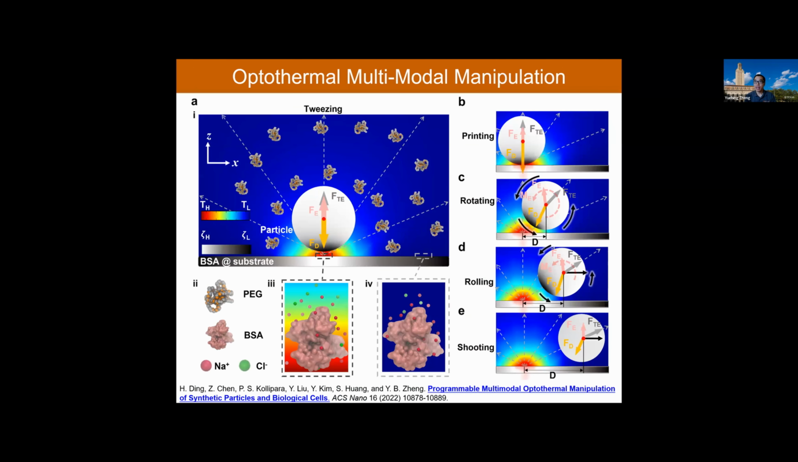And furthermore, we can even expand the manipulation mode. As I mentioned, conventional optical tweezers are limited to translation or some rotation in very unique conditions, but using optical effects, we can simply control the distance between the laser beam and the particle we're interested in. We can create more manipulation modes, like rotating or rolling, like in a bowling game, or shooting, even printing down on the substrate. So when you create these different modes, you expand the application opportunities.